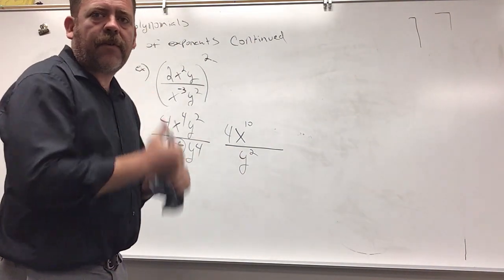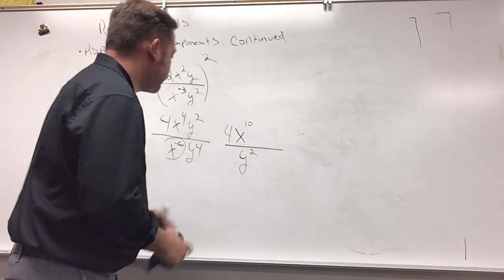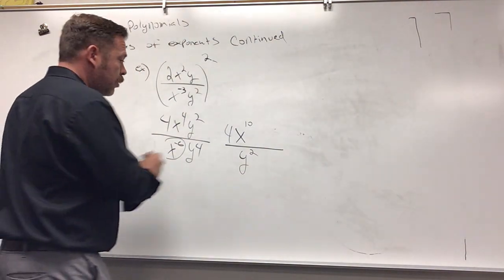Let's incorporate everything from the rules we went over last time, and we'll incorporate a 0 power. Let's do the whole kit and caboodle.